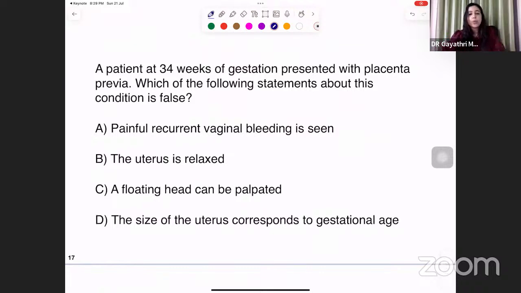Next, a patient at 34 weeks of gestation presented with placenta previa. Which of the following statements about this condition is false? So they're asking about placenta previa. What are the typical features that you see in case of placenta previa?